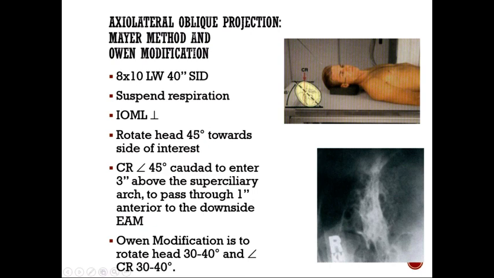Another axiolateral is the Mayer method, and in the end here an Owen modification, where we're going to rotate the head 45 degrees towards the side of interest and use a 45-degree caudad central ray to enter 3 inches above the superciliary arch and passing 1 inch anterior to the downside EAM. If we were to do the Owen modification, instead of using a 45-degree rotation and a 45-degree tube angle, we would rotate 30 to 40 degrees and use a 30 to 40 degree angle.